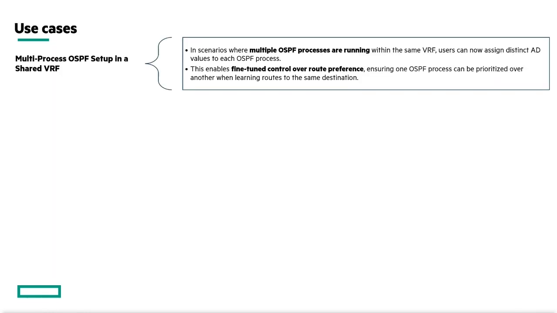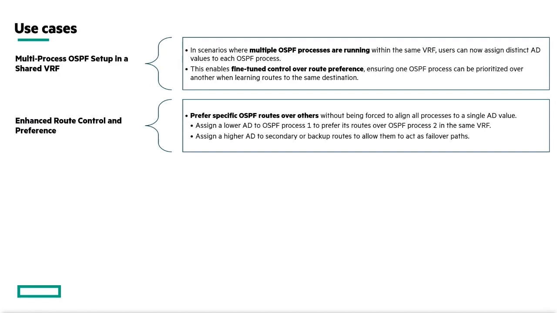Let's talk about the use cases. This is very useful in a multi-process OSPF setup in a shared VRF. It helps enable precise control of route preferences by prioritizing specific OSPF processes for routing. The next is enhanced route control and preference. It allows preference of specific OSPF routes without unifying all the processes under a single AD. For example, you can assign a lower administrative distance to primary routes and higher ones to backup routes or failover paths.